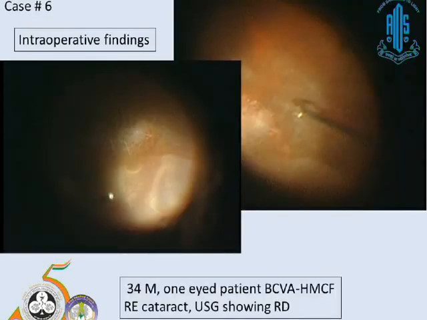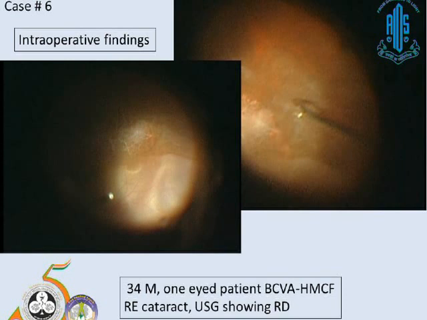If you are operating any patient of retinal detachment, and the media was not clear, and he had a complicated cataract, a situation like this gentleman, he was a 34-year-old male, one-eyed only, the other eye already phthisical, and BCVA was hand motions. The right eye had cataract, and the vision loss was gradual over 4 months, and USG showed RD.